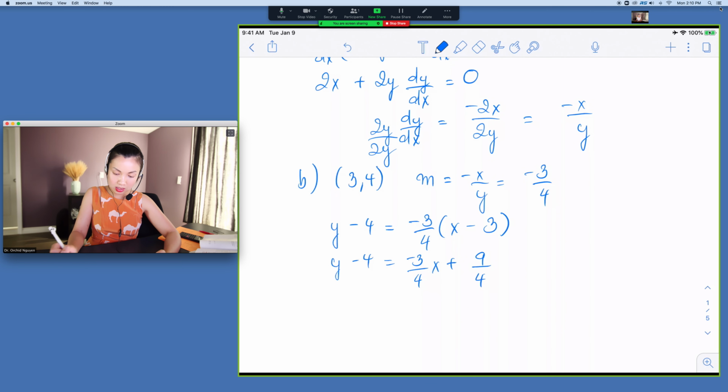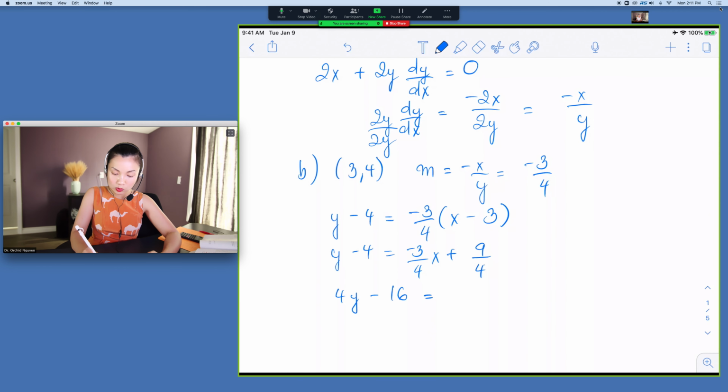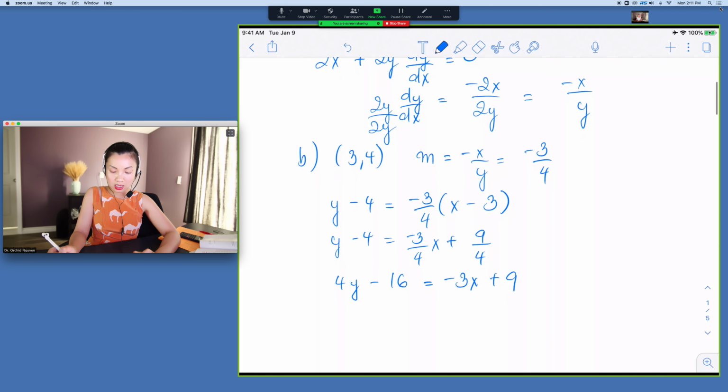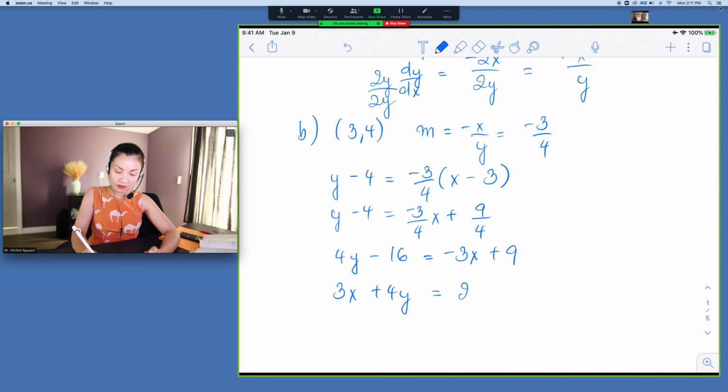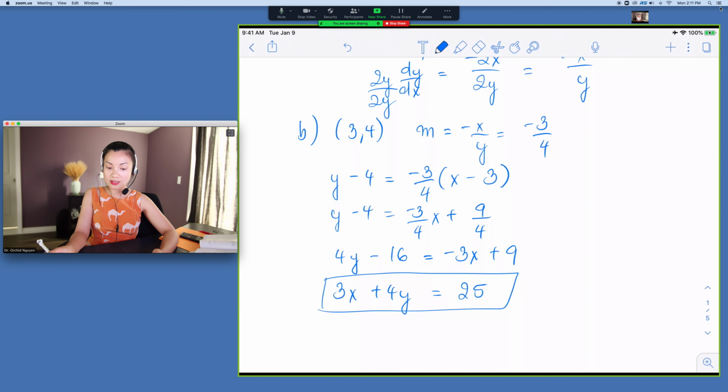Let's multiply everything by 4. What I have is 4y minus 16 equals negative 3x plus 9. Let's move x over. So what I have is 3x plus 4y equals 9 plus 16, which is 25. So that's my equation of the tangent line.